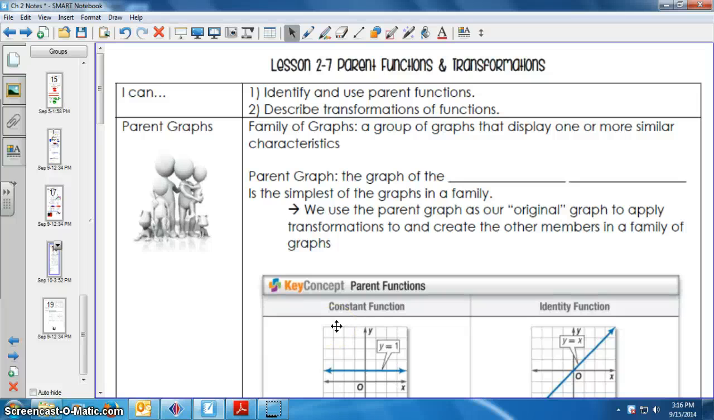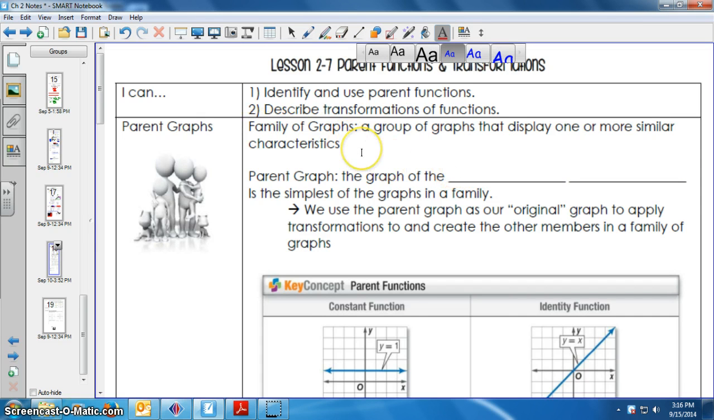Hello, welcome to 2-7, Day 1, Parent Functions and Transformations. So this is going to be a two-part lesson. The first one, we're going to cover just the first 3 pages, so we're not going to cover all of 2-7 all in one video. So let's get started. We're going to first just talk about the different types of graphs.